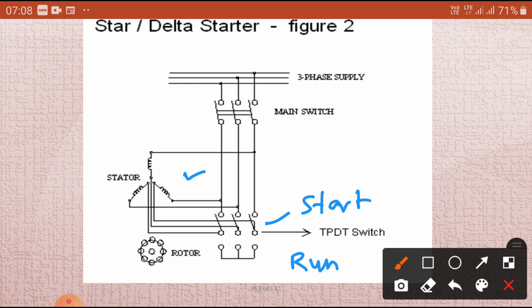Then each stator phase gets voltage VL by root 3. This reduced voltage gives 1 by 3 times the starting current, and the starting torque is also reduced to 1 by 3 times.